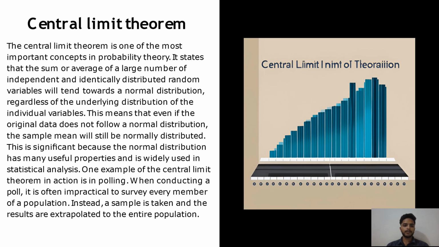Central limit theorem. The central limit theorem is one of the most important concepts in probability theory. It states that the sum or average of a large number of independent and identically distributed random variables will tend towards a normal distribution regardless of the underlying distribution of the individual variables. This means that even if the original data does not follow a normal distribution, the sample mean will still be normally distributed. This is significant because the normal distribution has many useful properties and is widely used in statistical analysis.